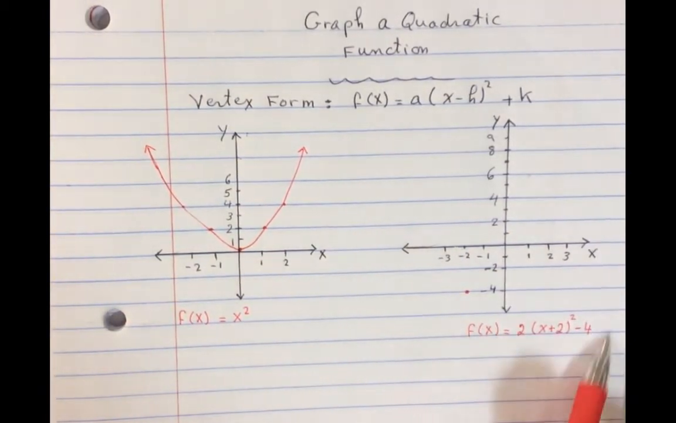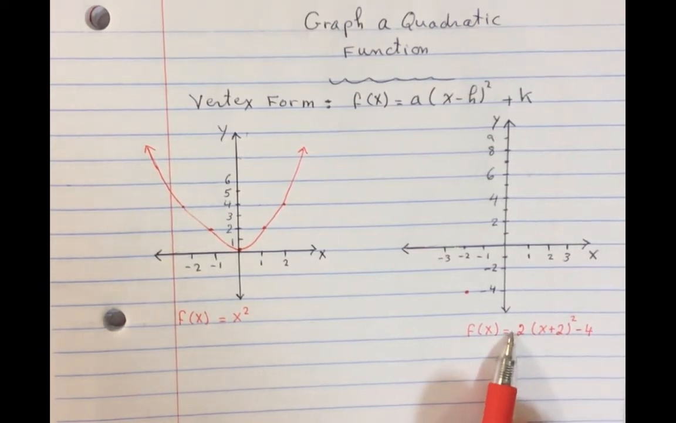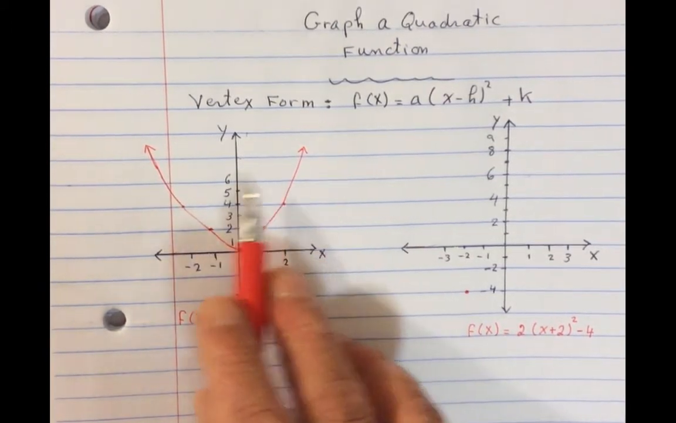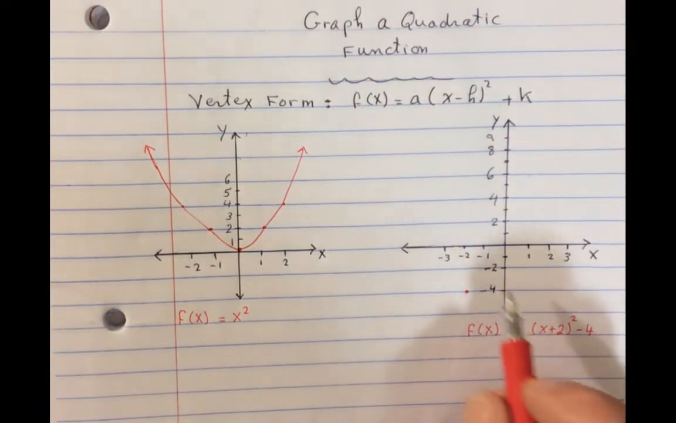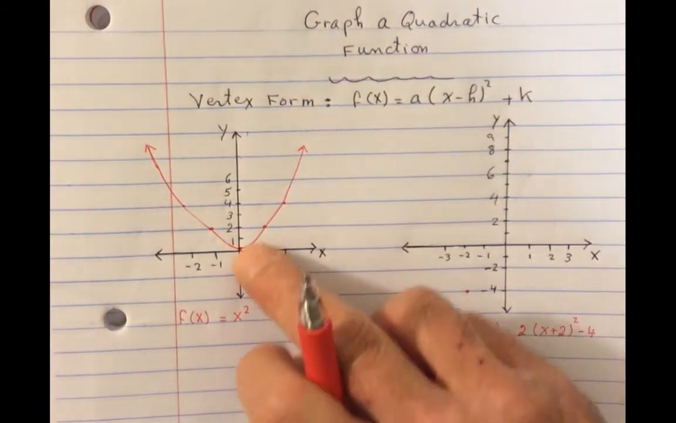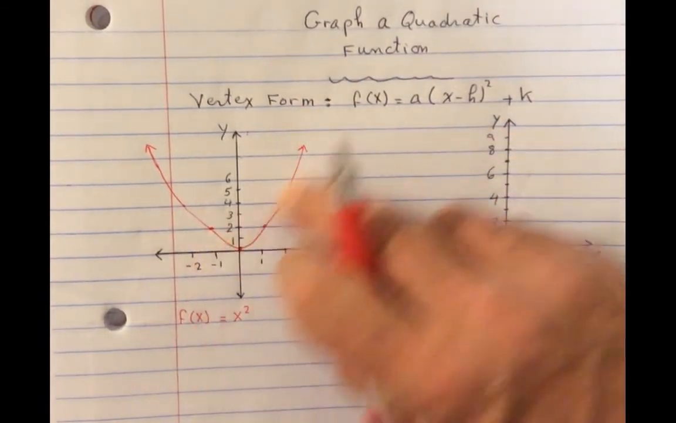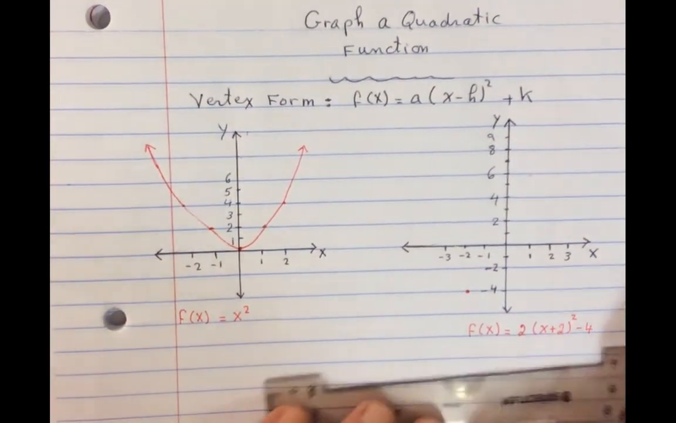Is the graph of this function going to open up or open down? Since over here it's a positive number, it's going to open up. We are not going to flip it over. So now we need to find 2 more points because this is not straight. I need at least 2 points so I can give it that shape. So what we're going to do is a table of values here.